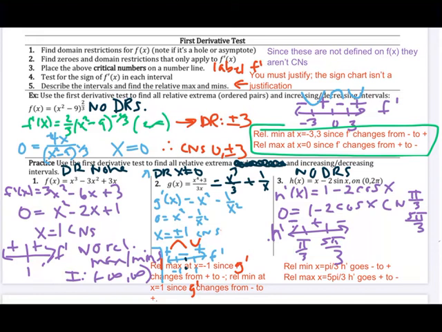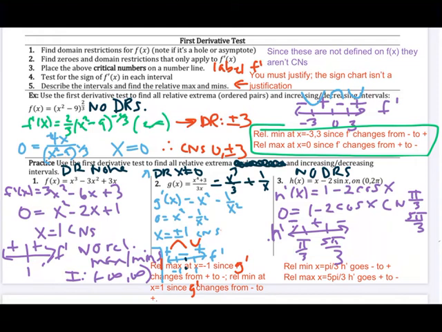And then again, I'm out of space, but if we were stating where the function is increasing, it's increasing from pi over 3 to 5 pi over 3 because the derivative is positive, and it's decreasing from 0 to pi over 3 and 5 pi over 3 to 2 pi because the derivative is negative. So that's the first derivative test. That's the process you're going to go through when you're looking for relative maxes and mins.